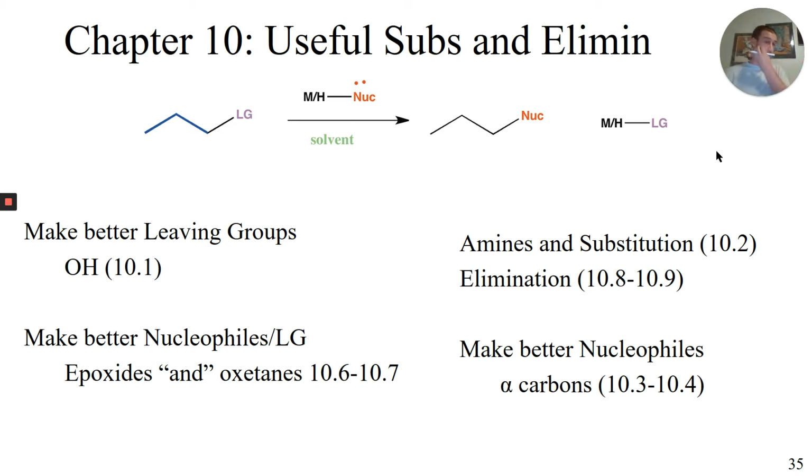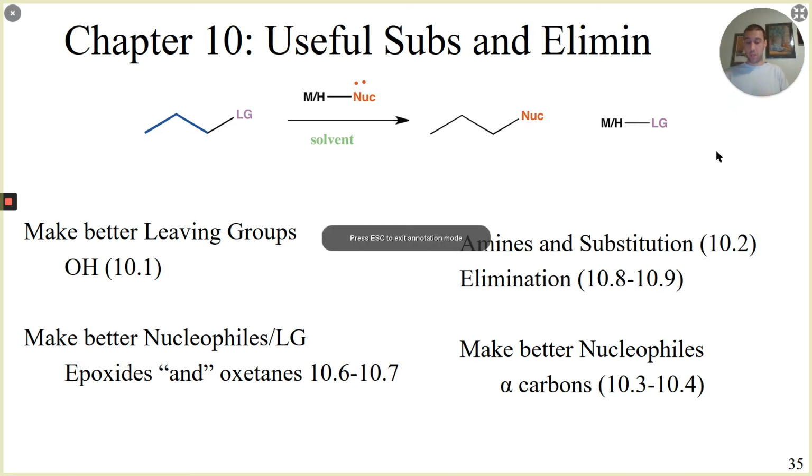So what I went through and did was categorize those sections so you get an idea of what each of those sections is attempting to do to the overall reaction. Our first and primary system is looking at making better leaving groups. With the halogen, that was a decent leaving group. But if we had, say, an OH, well, that's not a very good leaving group. So how do you make it better?